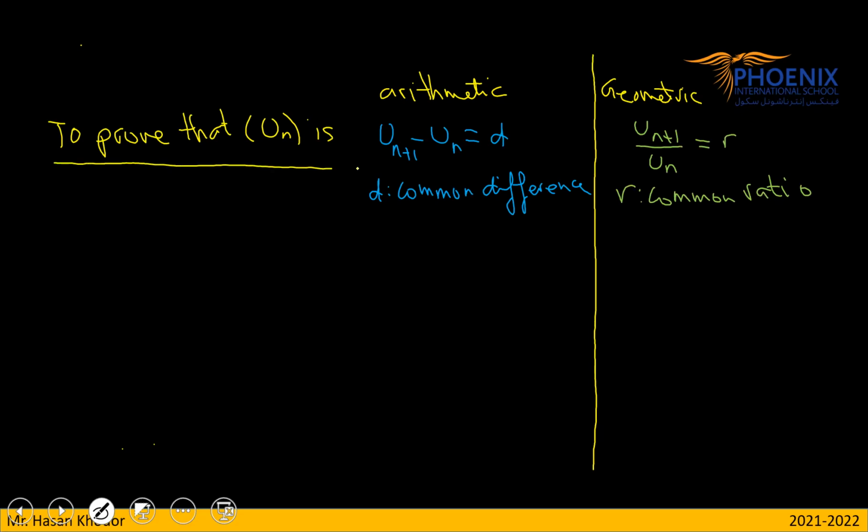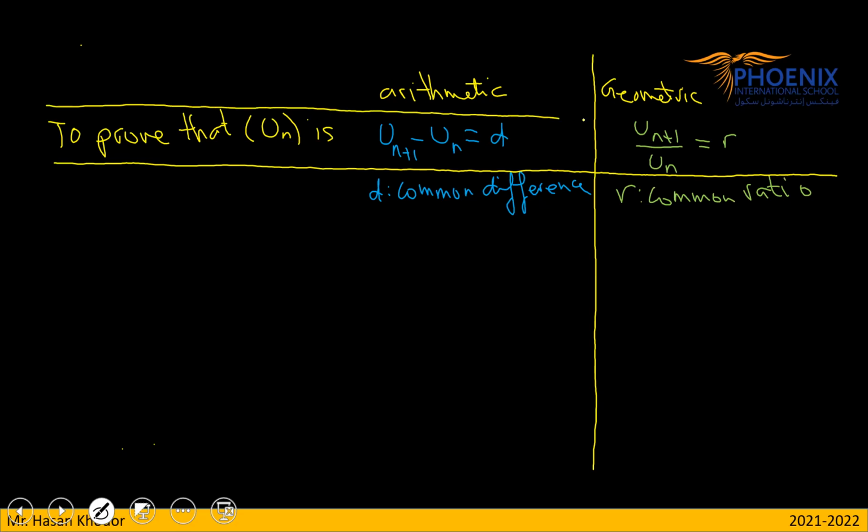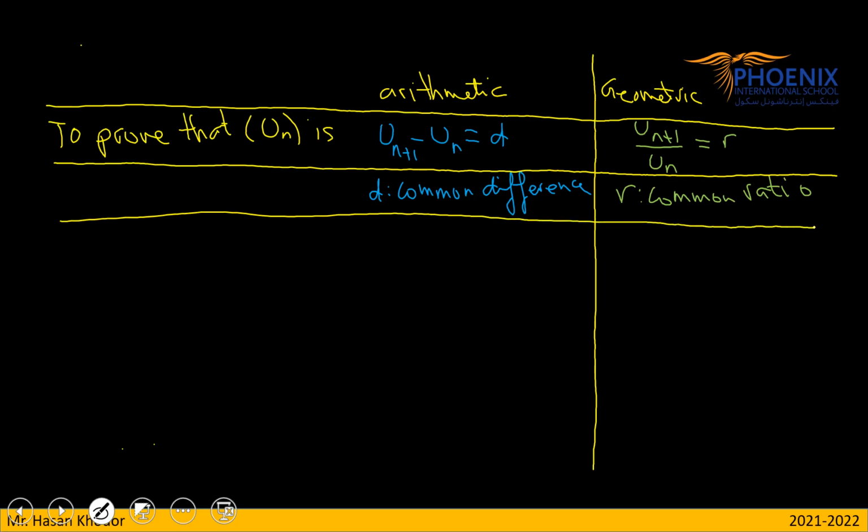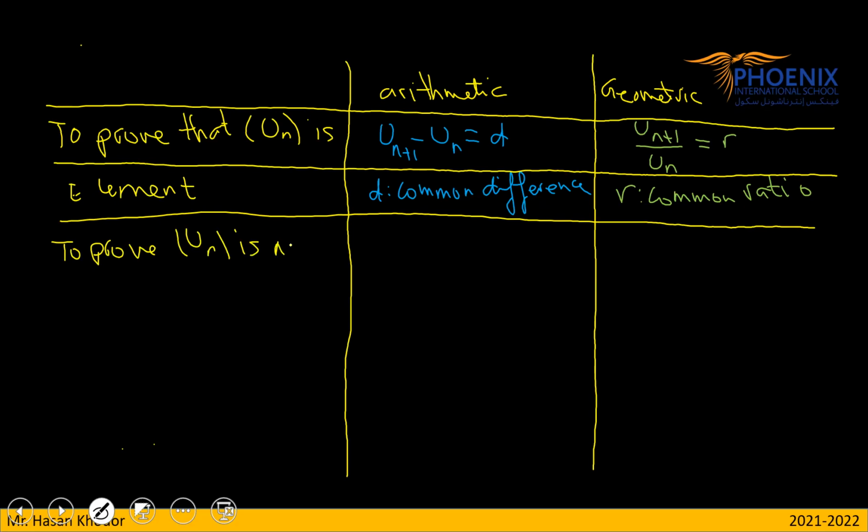Now, what about if we want to prove that a sequence is arithmetic or geometric, using the element of the sequence, let's say the common difference? Now, what about proving that a sequence is not arithmetic or not geometric?